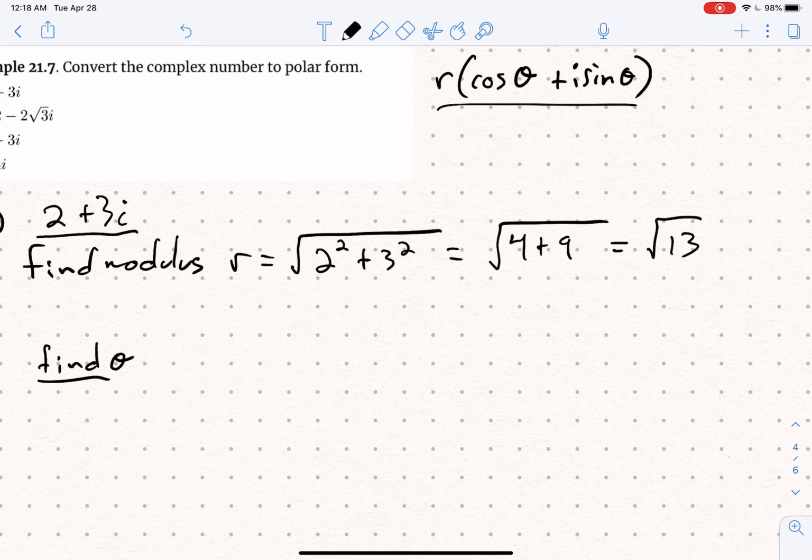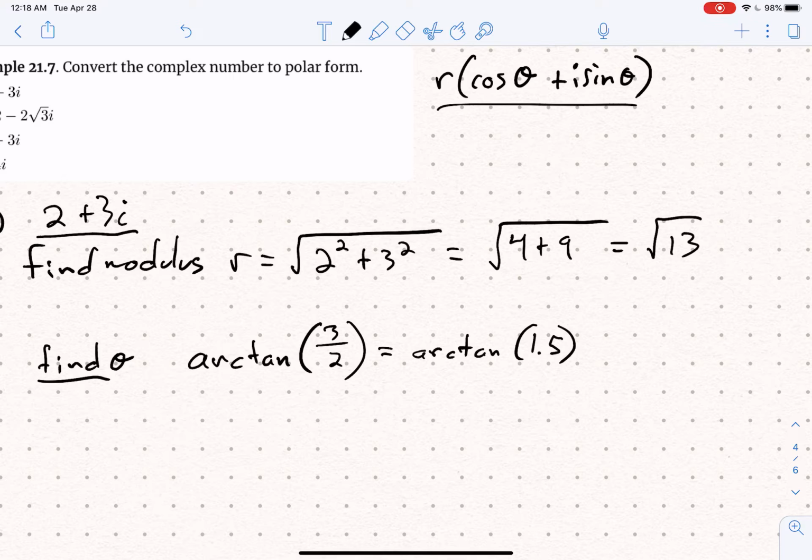To find theta, we need to find the arctangent of b over a. Well, b over a is 3 over 2, so this is the arctangent of 1.5. This is not a value of tangent that pops immediately to mind. This is not one of the ones that I just know off the top of my head. So we plug it into a calculator, the arctangent of 1.5.